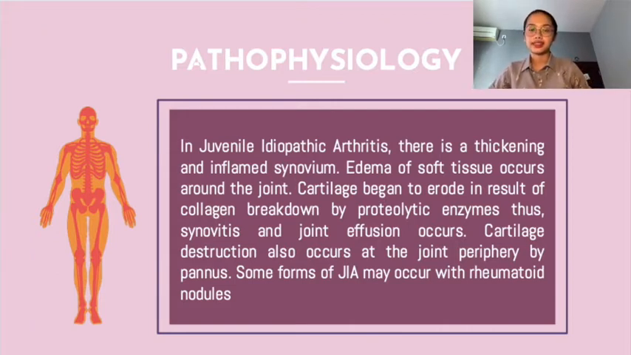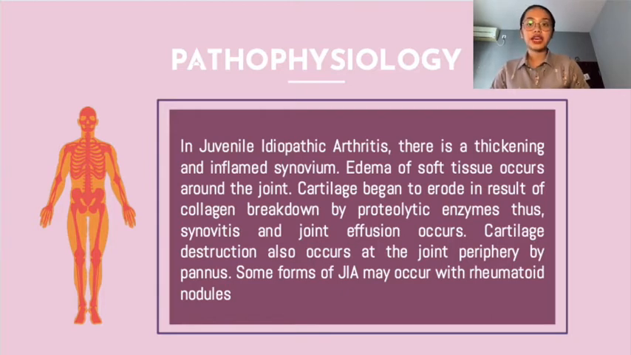Now, the immune system is related to the pathophysiology of JIA. The immune systems involved are the cellular and humoral immune systems. Tumor necrosis factor, or TNF-alpha, and interleukin 6 and 1 are involved and are the main focus of JIA pathophysiology. In juvenile idiopathic arthritis, there is a thickened and inflamed synovium, and edema of soft tissue occurs around the joint. Cartilage begins to erode as a result of collagen breakdown by proteolytic enzymes, and thus synovitis and joint effusion occur. Cartilage destruction also occurs at the joint periphery by pannus.